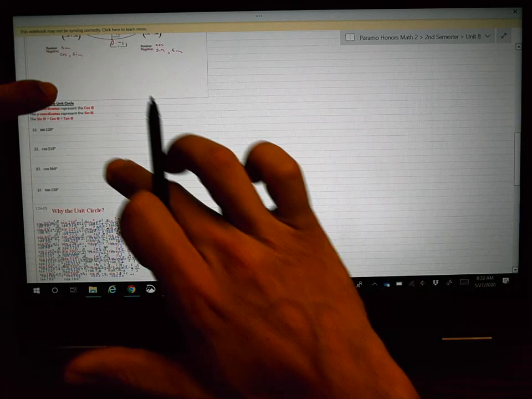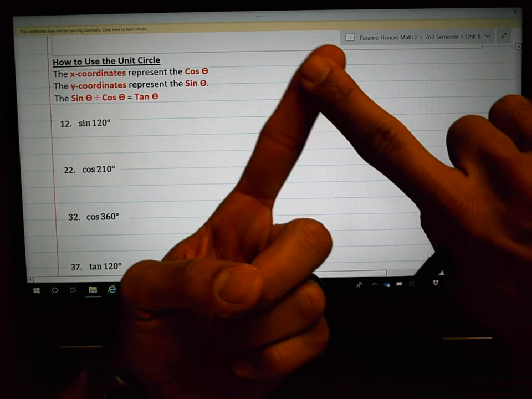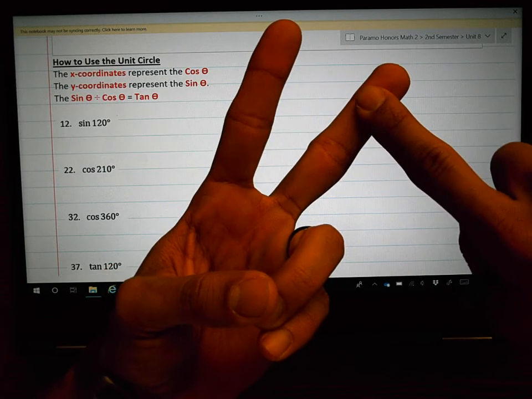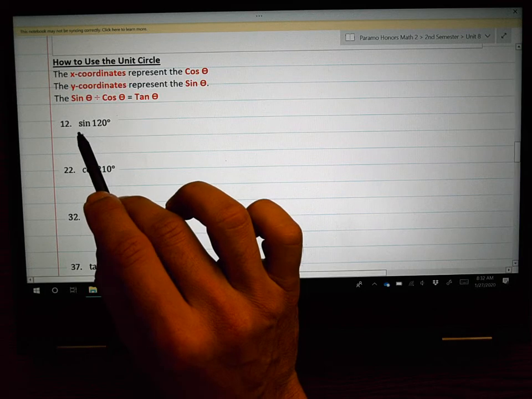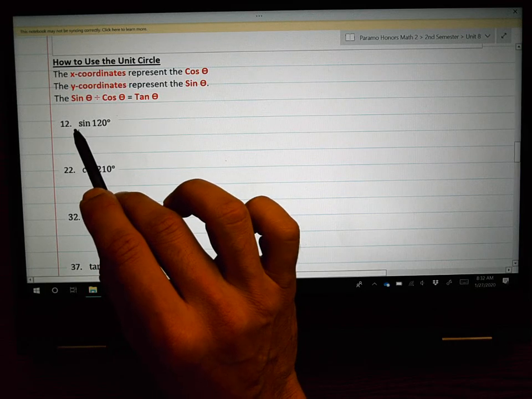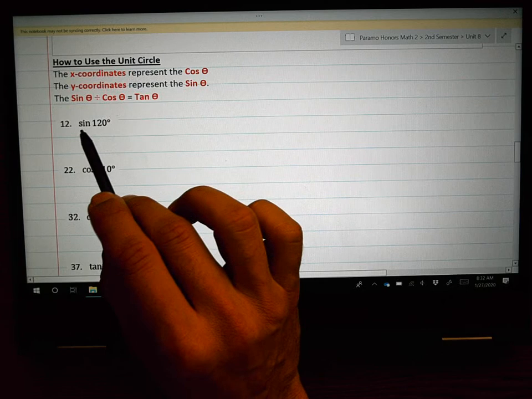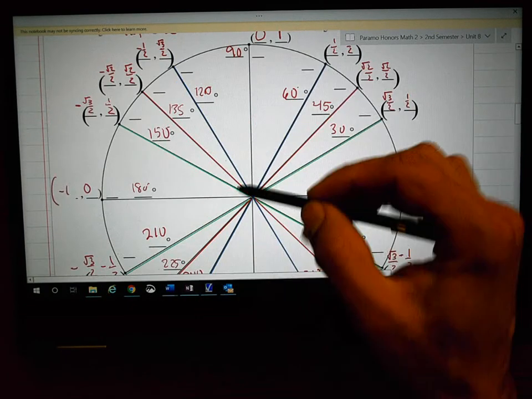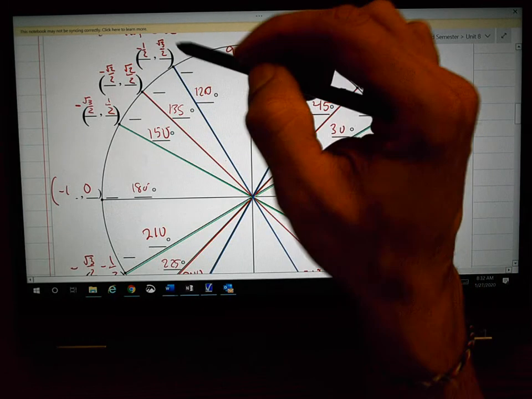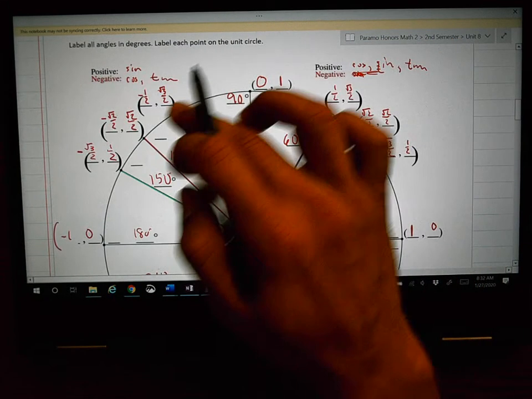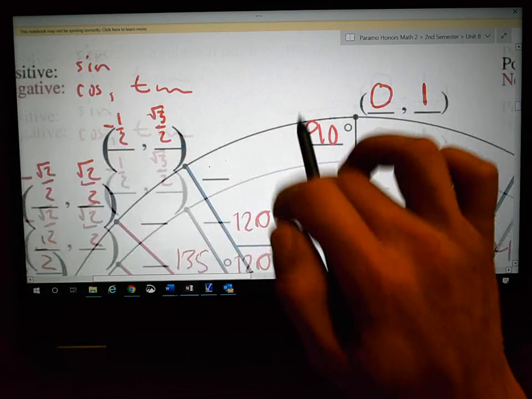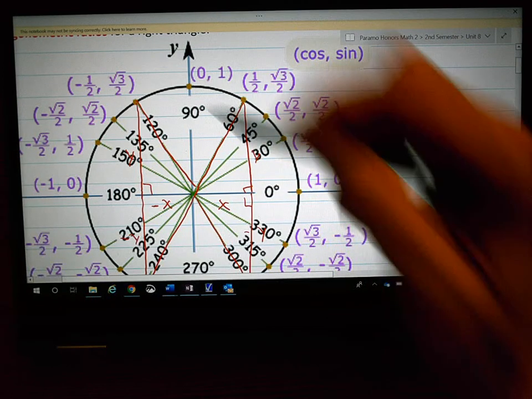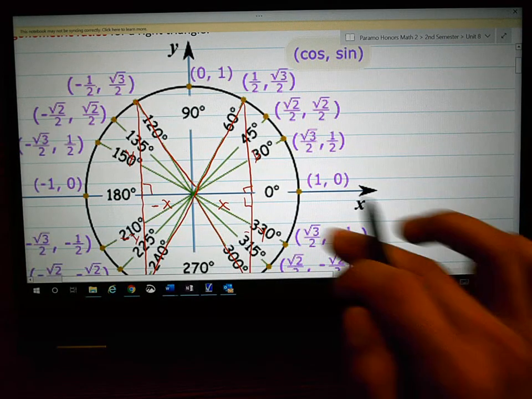And then here's the question. So the first idea is, how can you create it? The second idea that I need you to know is, well, how do you use it? If it says the sine of 120 degrees, sine is the y-coordinate. All you have to do is go to 120 degrees. You go down that angle and you're looking for the y-coordinate. If you can't read my handwriting, then maybe we just go to this one here that's really nice and neat. Here's 120. The y-coordinate is positive root 3 over 2. We write root 3 over 2.